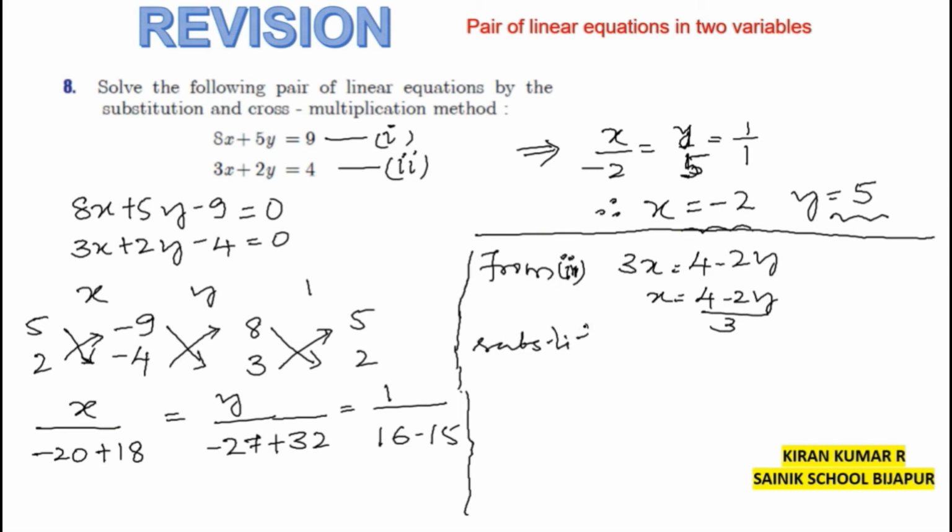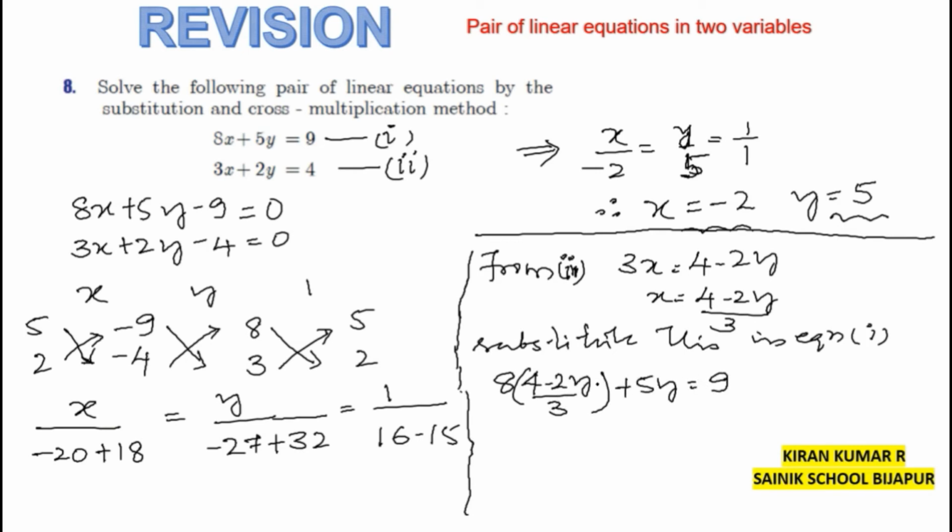Substitute this in equation 1. We'll get 8 multiplied by (4 minus 2y) divided by 3 plus 5y equal to 9. Here you need to multiply 8 with these two terms. I will write a direct step by taking the LCM as 3 and then cross multiplying it.